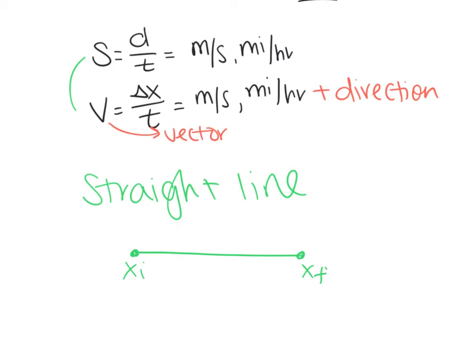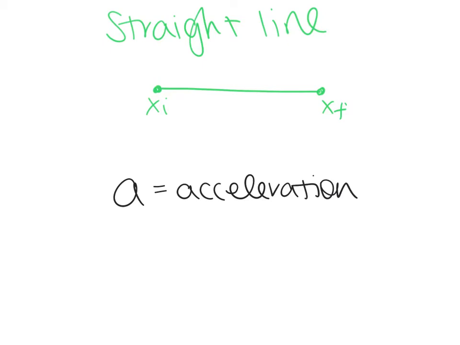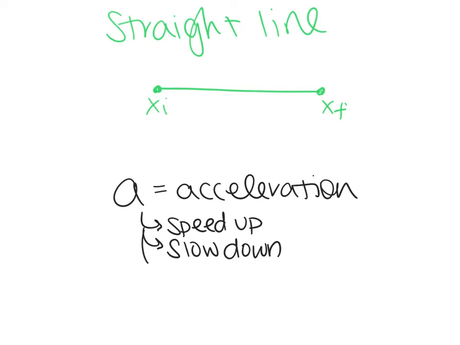Now the last thing we have to discuss is acceleration. So for acceleration, that's going to be abbreviated with an A. So A is your acceleration. And so with your acceleration, you can either speed up, you could slow down, or this one is kind of weird. Now, a lot of people don't like this.